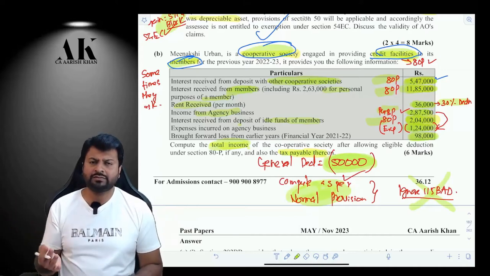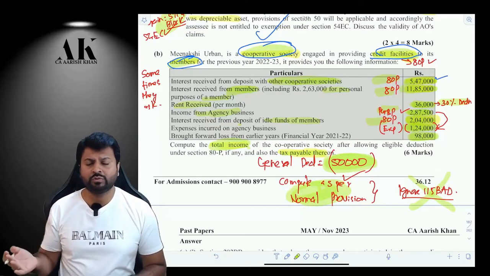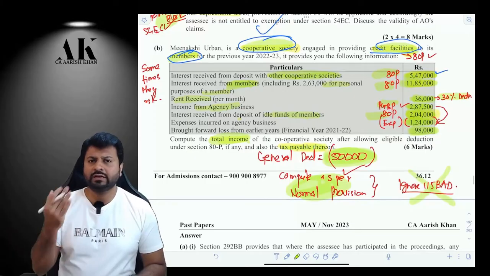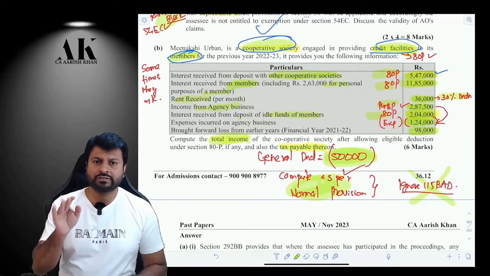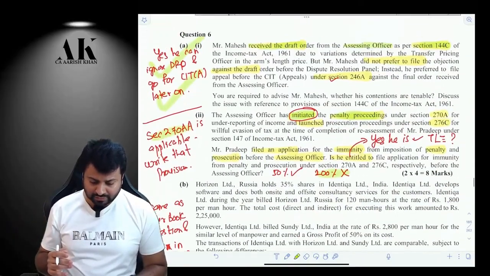Now, what is the normal tax rate for a cooperative society? Up to total income of 10,000, 10%. Above 10,000 up to 20,000, 20%. Above 20,000, it is 30%. When will surcharge be imposed? If the income is more than 1 crore and up to 10 crore, surcharge is 7%. And if the income is more than 10 crore, surcharge will be 12%. Okay, just like a domestic company. You can check it, please. So this is what this question is all about.